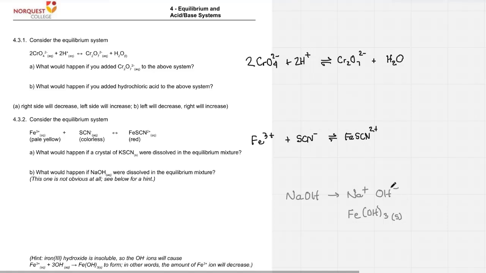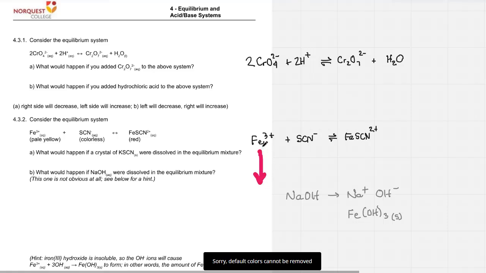That means if there's hydroxides floating around with iron 3, hydroxides will occasionally lock onto an iron 3, turn it solid, and that pulls it out of solution. You don't have this ion anymore because it turned into a solid little chunk and sank to the bottom. So adding NaOH has the effect of pulling iron out of the solution. These irons get married, they react with a hydroxide, and then they go away and you don't see them anymore. So that's our stress.